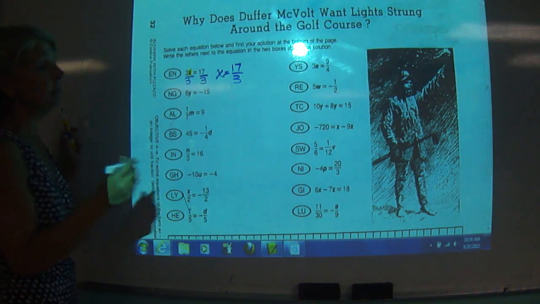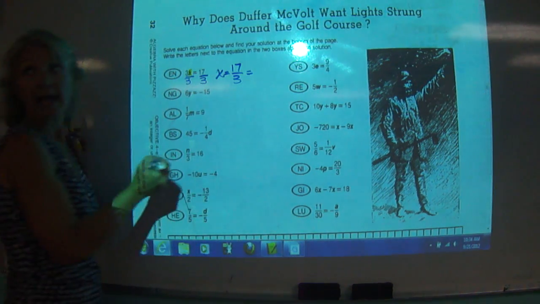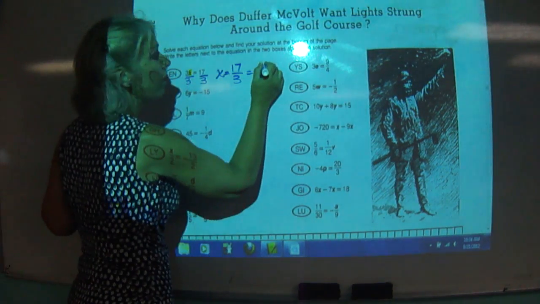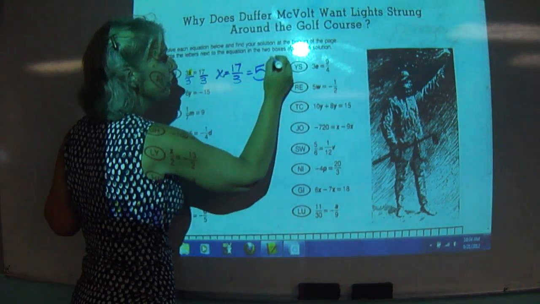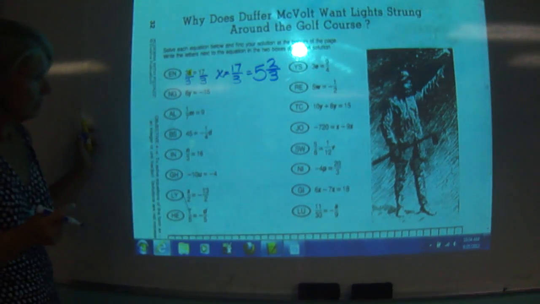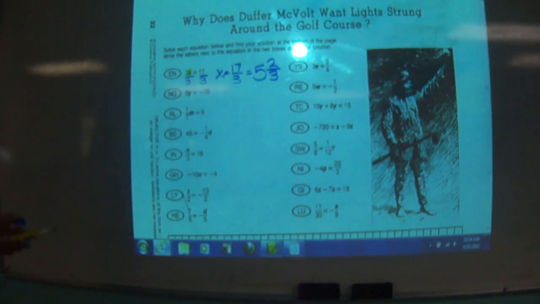which we can turn into a mixed number. How many 3's in 17? 5. With how many left over? 2. And leave the denominator the same. All right? So then we've got these other things.